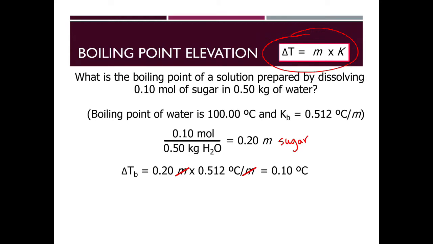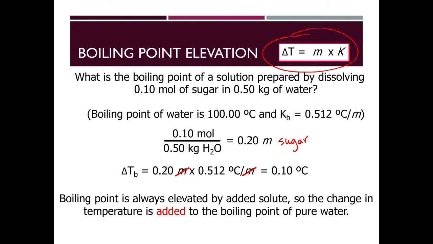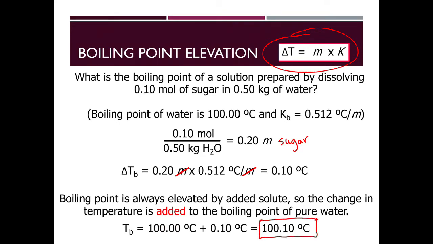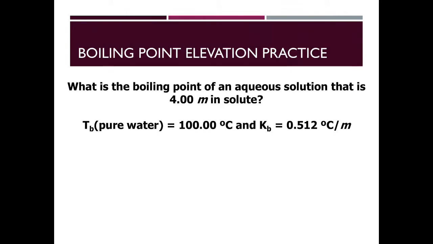So since it's boiling point elevation, this will make the boiling point higher. And so we will add 0.1 to our existing boiling point for water. So we have 100 degrees Celsius plus 0.1 degrees Celsius gives us 100.1 degrees Celsius. So that would be the boiling point of this solution. So again, by adding sugar to our water, we allowed it to boil at a temperature higher than that which water normally boils at. Let's try another.